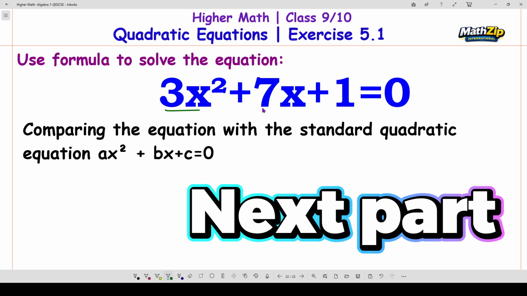3x square plus 7x plus 1 equals 0. We are going to solve this equation by the standard quadratic equation ax² plus bx plus c equals 0.